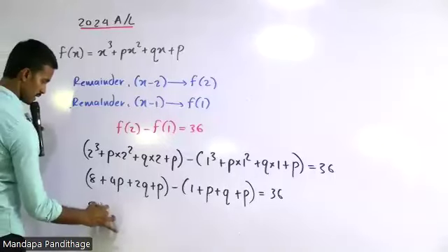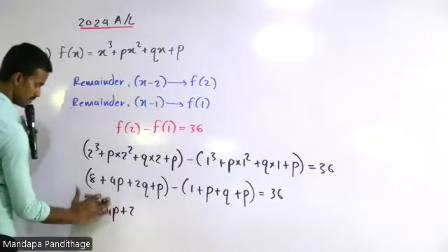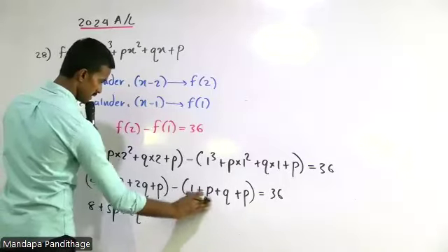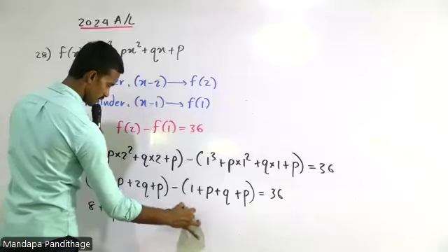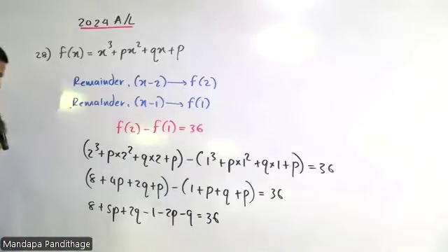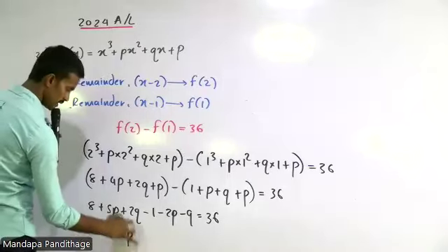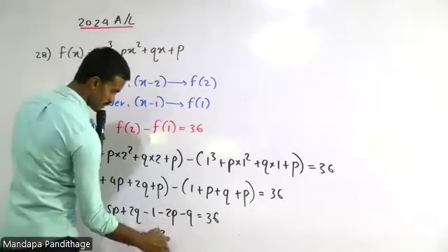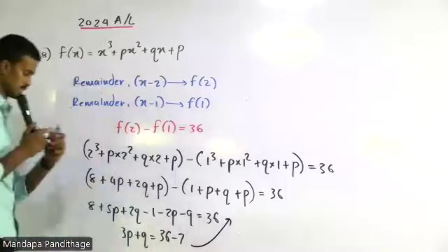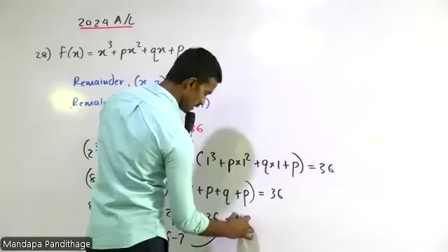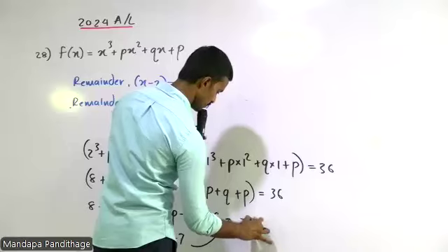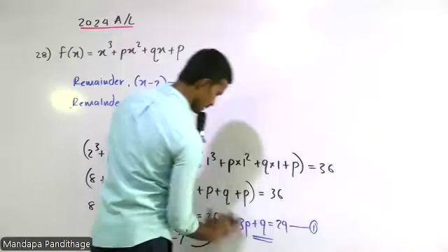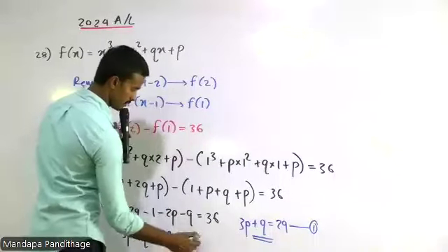Simplify. 8 plus 4p, 4p plus p is 5p, minus 1, p plus p is 2p, so 5p plus 2p minus 2p, which gives you 3p. 2q minus q, that is q. 8 minus 1 is 7, if you take 7 to the opposite side it is minus 7, which gives you the first equation, 3p plus q is equal to 29.